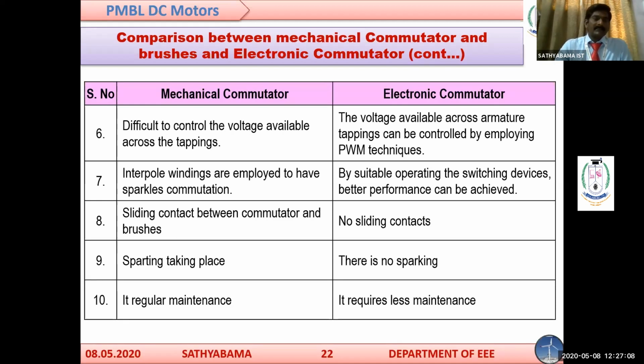Interpole windings are employed to reduce sparking and achieve sparkless commutation in the case of the mechanical commutator, whereas the electronic commutator is suitable for operating with switching devices, so better performance can be achieved. In the mechanical commutator, there is sliding contact between the commutator and brushes, and sparking takes place, so frequent maintenance is required. Whereas in the electronic commutator, there are no sliding contacts and no sparking, so it requires less maintenance.